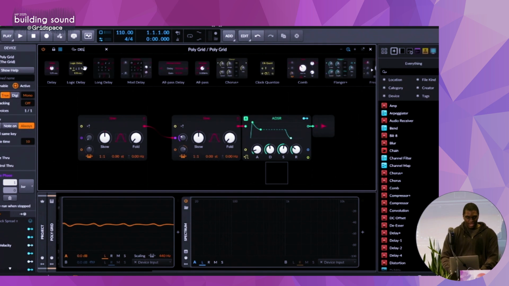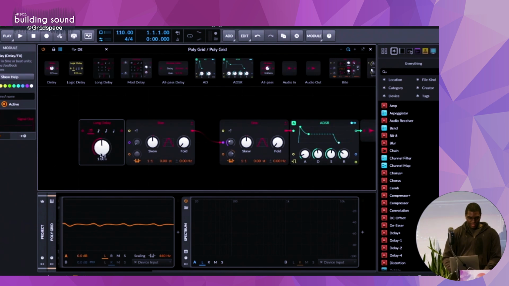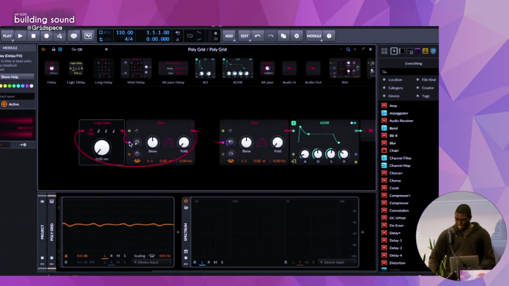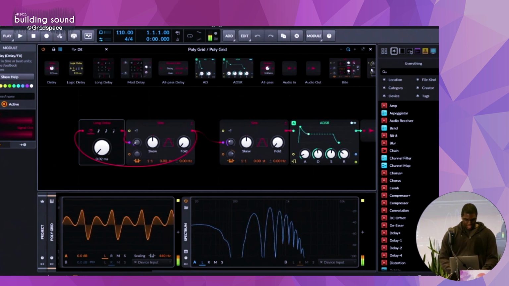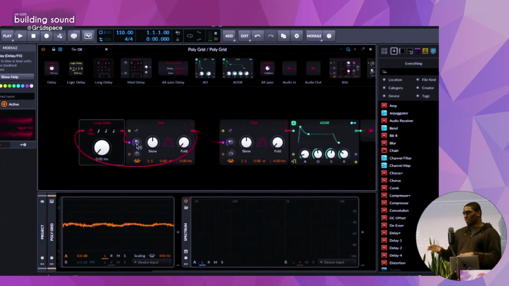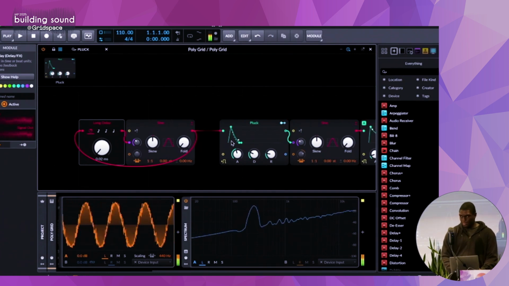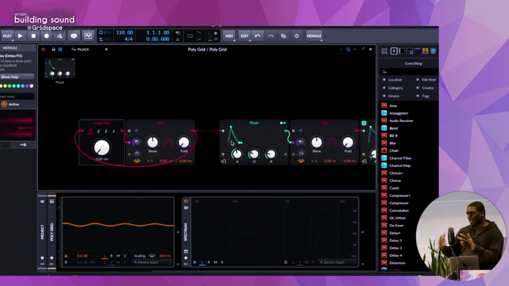And the way that was done was through self-modulation. So if we feed this back into here, you start getting the noise, and then you start controlling it with envelopes in FM synthesis to get that pluck sound. So I can show that. Here. And you can start building up the sound from there.